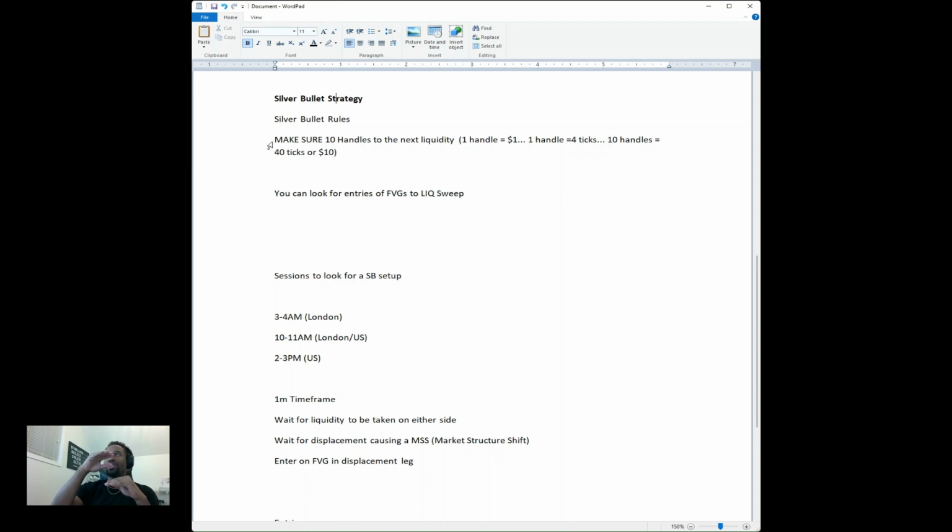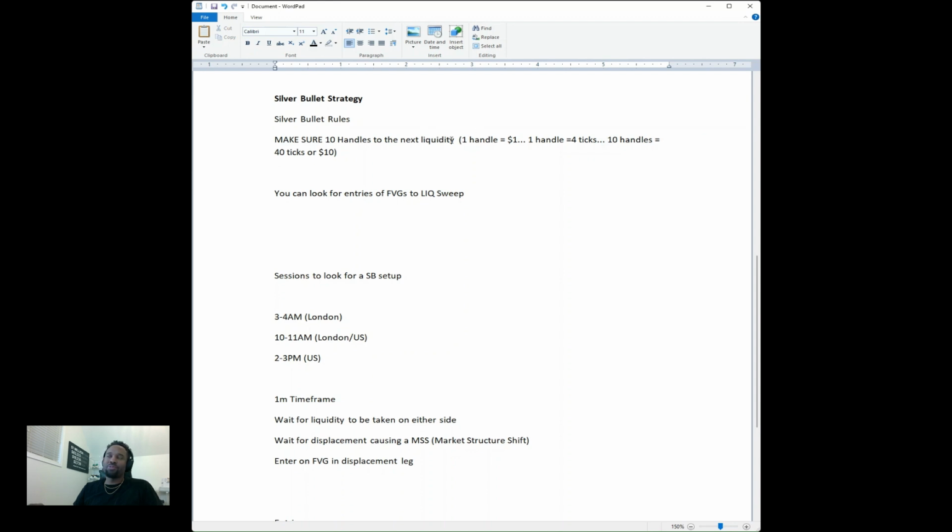at least 10 handles or 40 ticks. Depending on what type of chart you're on, you're going to count in ticks, or you could just count $10 away. With NQ, that's not really that far, so really shouldn't be an issue. And of course, after we go over all these rules, I'm going to go over them with the chart as well. So first rule is 40 ticks or $10, or however you like to count it.